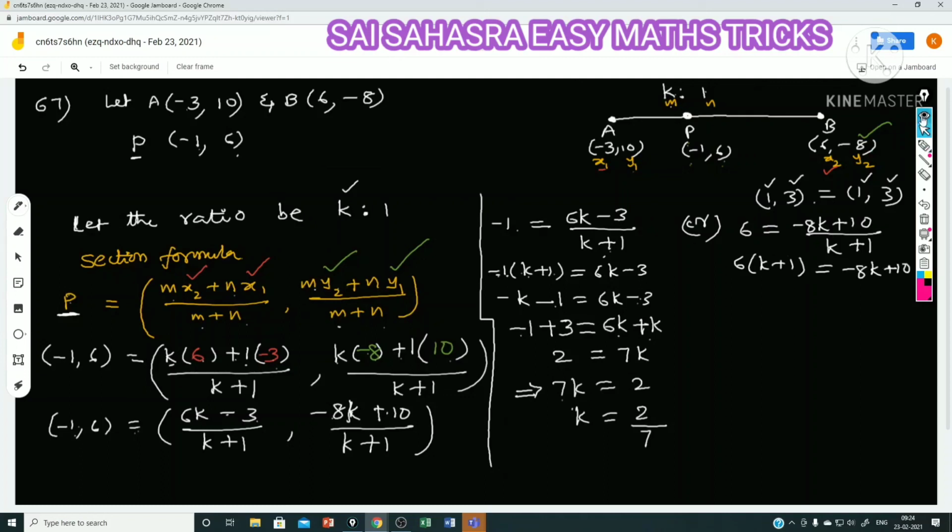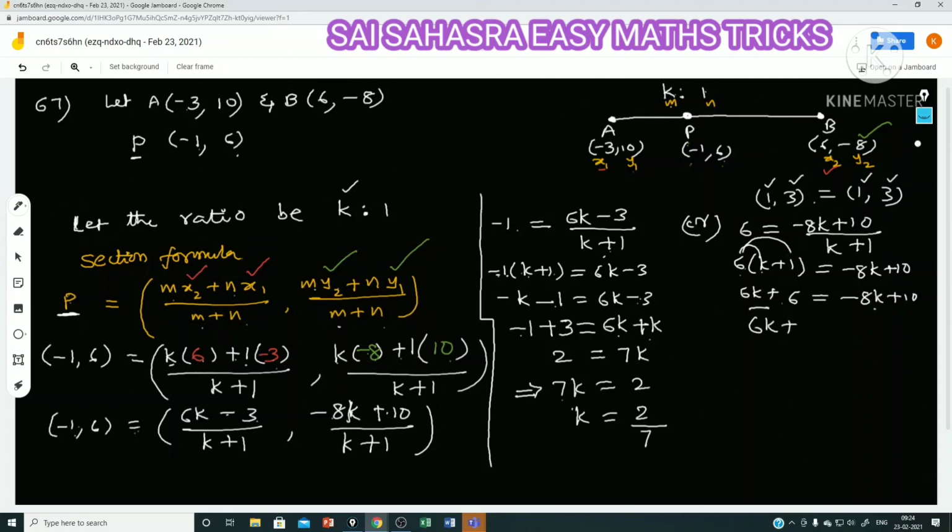Next step is 6 into k is 6k, plus 6 into 1 is 6, equal to minus 8k plus 10. So minus 8k, if you transpose, it will become, already 6k is there, plus 8k. Already 10 is here on the right side, plus 6, if you transpose, minus 6. 6k plus 8k is 14k. 10 minus 6 is 4. We need only the k value, 4 by 14. 2 2s are 2, 2 7s are 14. So the value of k is 2 by 7.